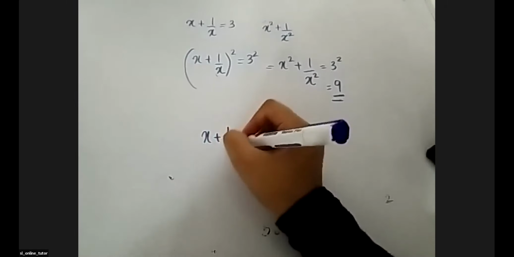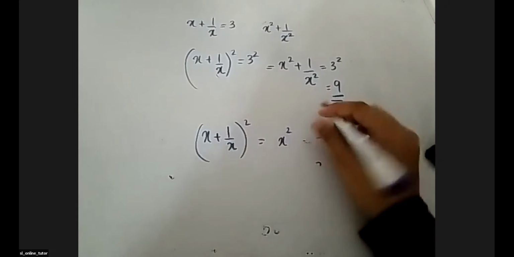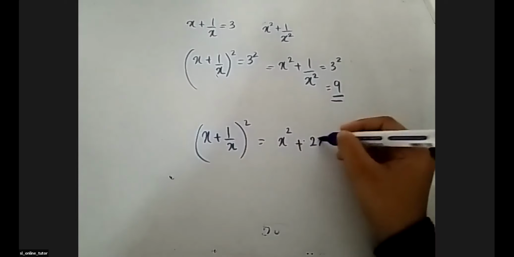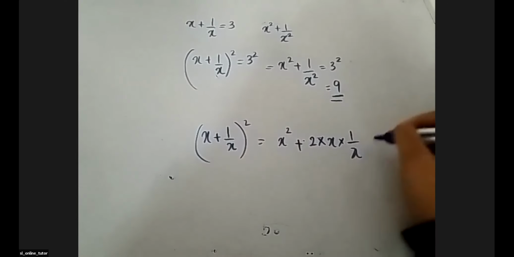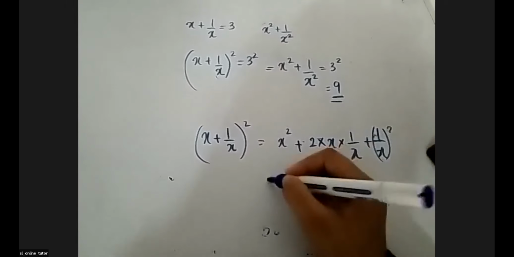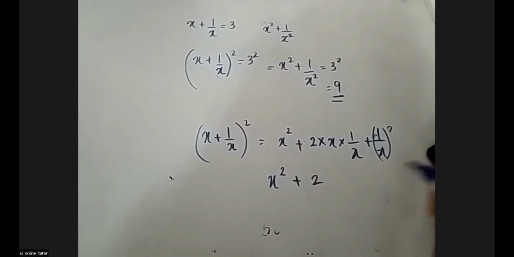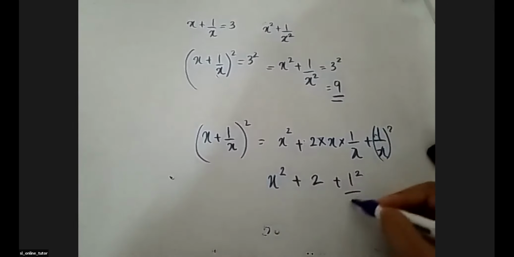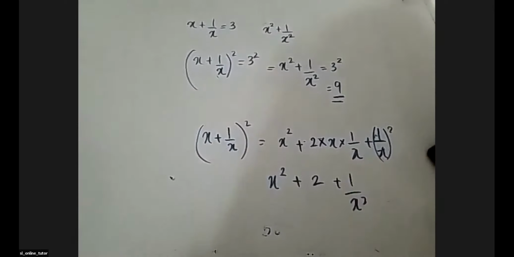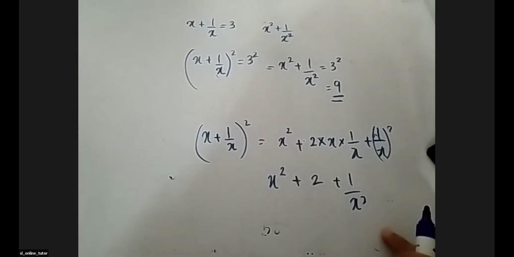Same answer here, because usually we write in this manner: square of the first term, twice the first and the second term, plus square of the second term. So here you get x² + 2 (x and x cancel) + 1²/x², that means 1/x². Now they have given x + 1/x is 3. So x² + 1/x² is equal to 3². So how can we remove this one?